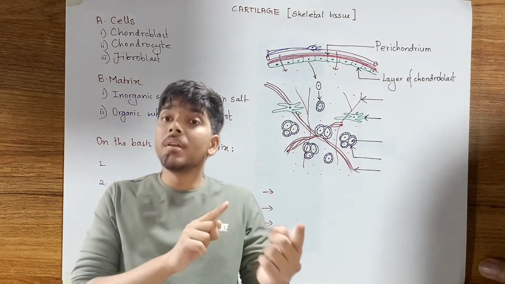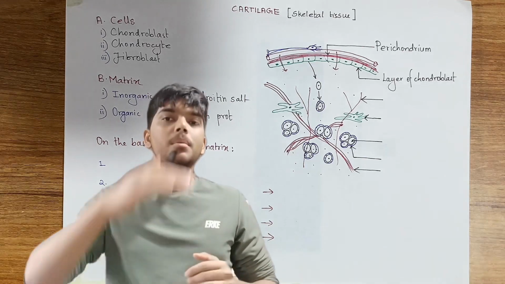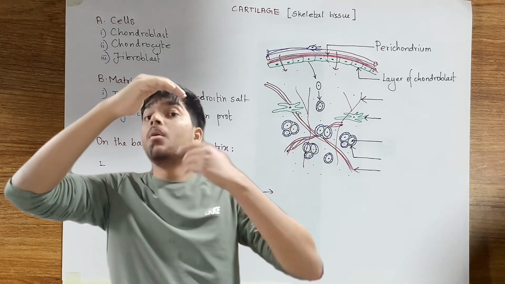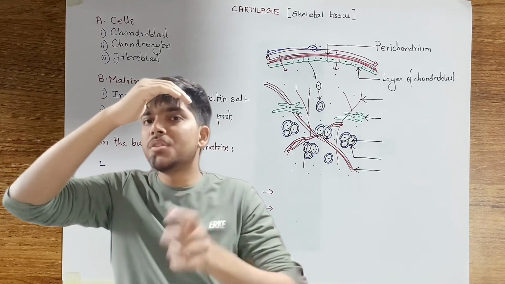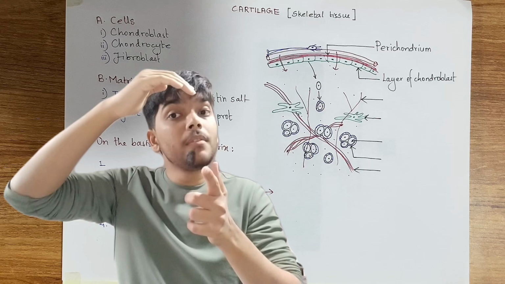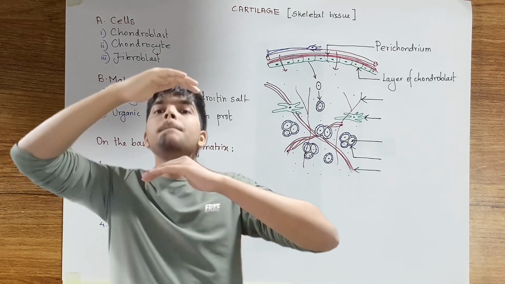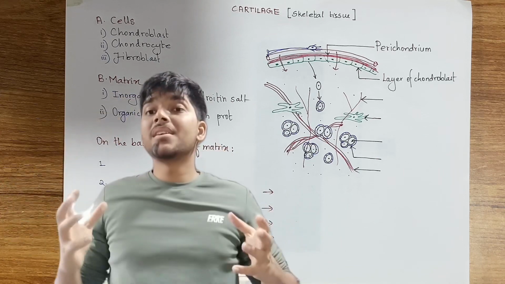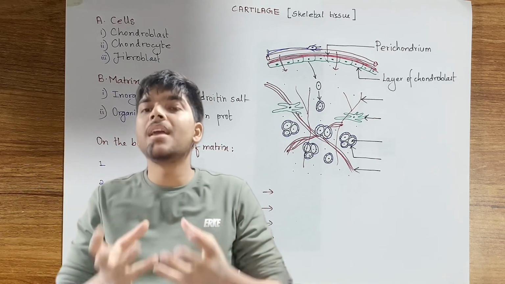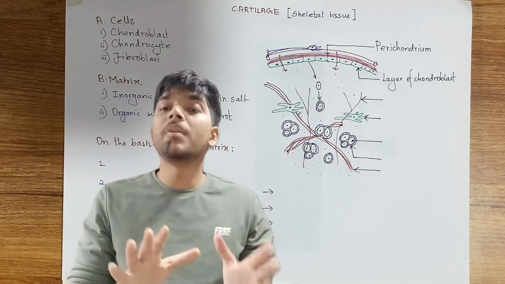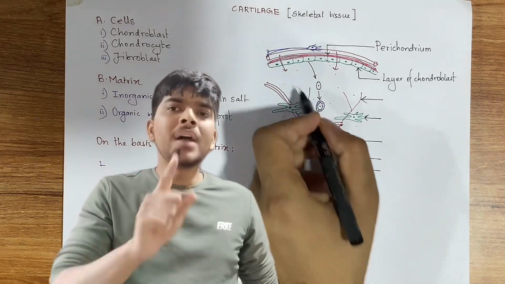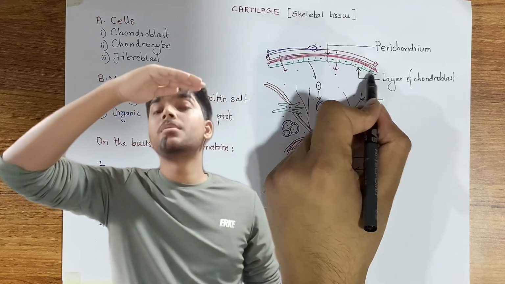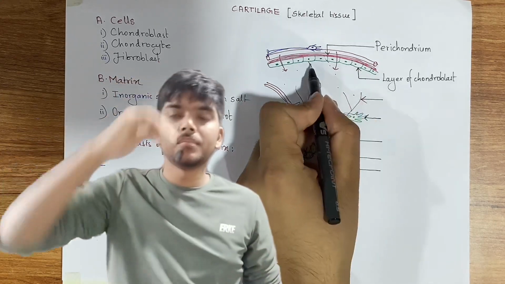In case of bone, there were two layers, the outer periosteum and inner endosteum. Periosteum was made up of white fibrous connective tissue. Endosteum was made up of reticular connective tissue. Below periosteum and above endosteum, there were layers of osteoblast that gave rise to osteocytes. However, in case of cartilage, there is only one single layer of chondroblast right below perichondrium, which gives rise to chondrocyte.